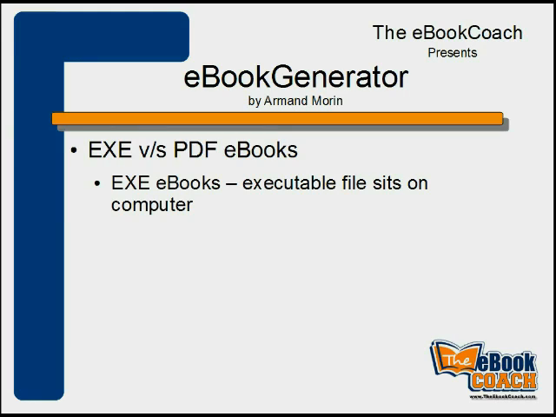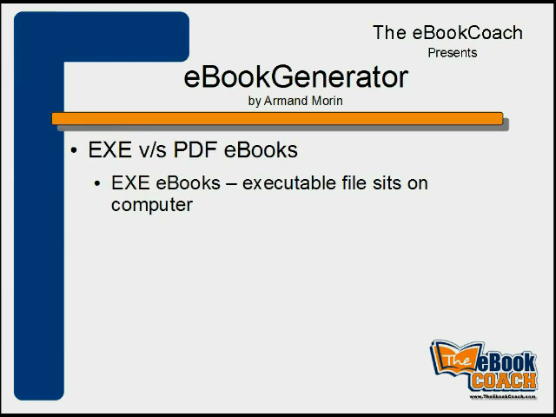Now, here's what I want to explain to you. There's 2 types of ebooks, first of all. There's a PDF, and then there is an EXE. Now, when I say EXE, I really mean those three letters, EXE. And what that stands for is an executable file that sits on your computer. Think of it like a piece of software.